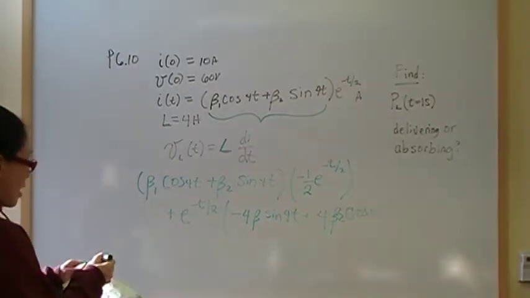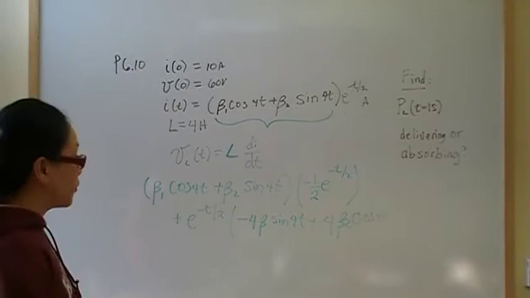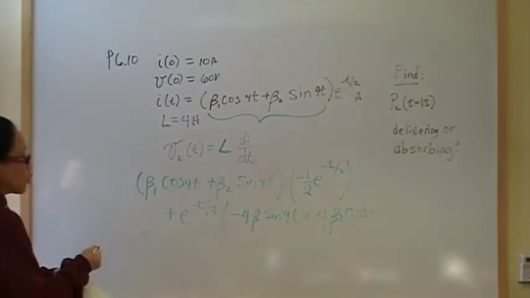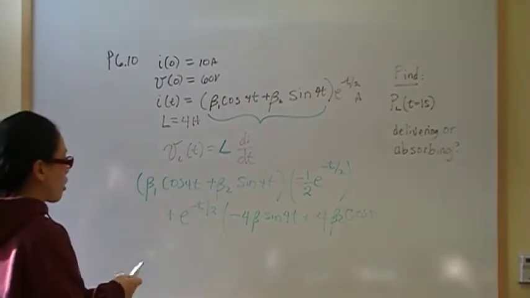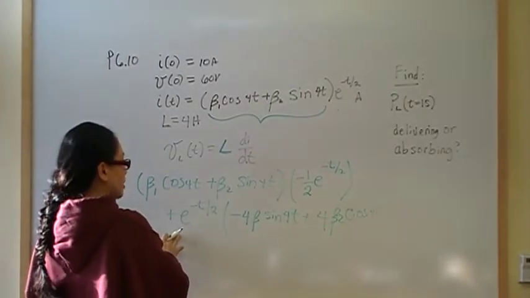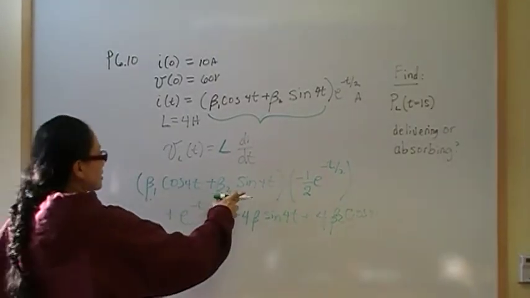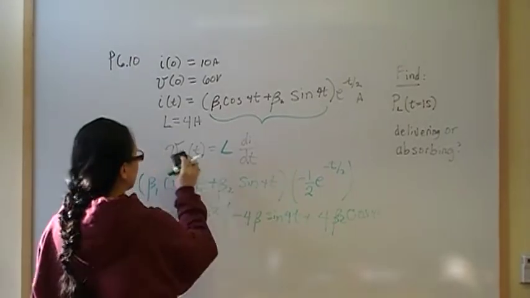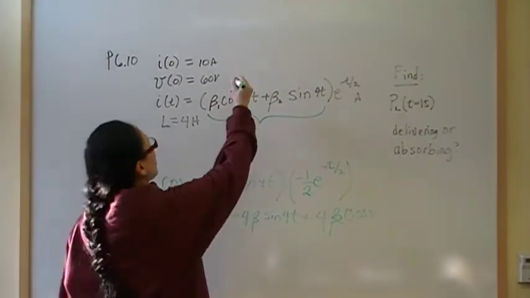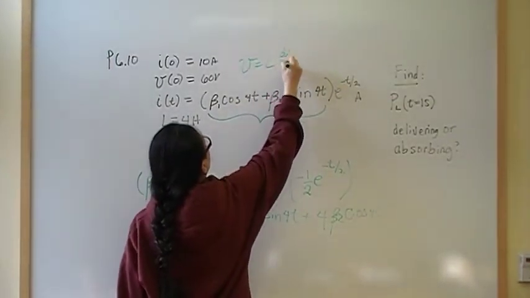Okay, so now what I would like to do, before I bring in the 4 and multiply everything by 4, is start grouping things together. So an e to the minus t over 2 will factor out, and we will combine the sines and the cosines together. So let's put this relationship over here. V is equal to L di dt.